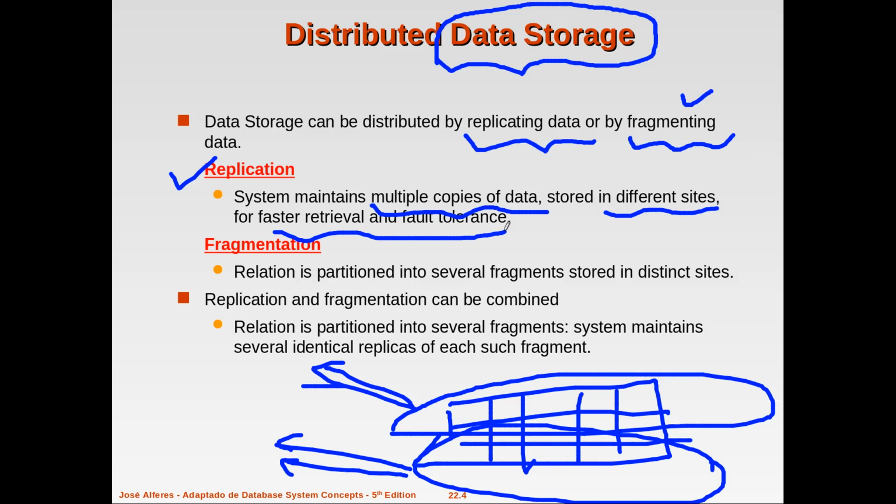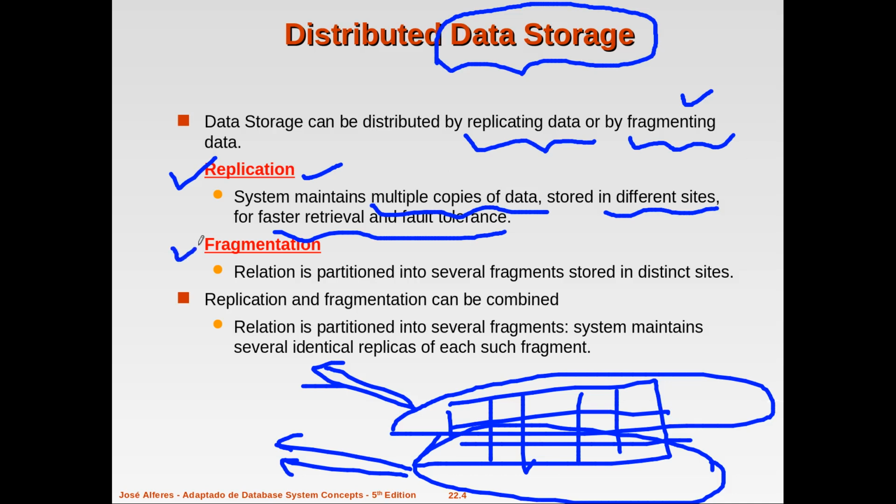That means the same set of data will be copied or maintained in different sites. Why is it done? Because if we want to retrieve the data faster, we can access the data from the site where we can easily access. That is one thing. And the second thing is fault tolerance. If the site where the data resides is under failure, we will easily get the data from some other site where the replica of that data is residing. So that is called fault tolerance, which is the major advantage of using replication.